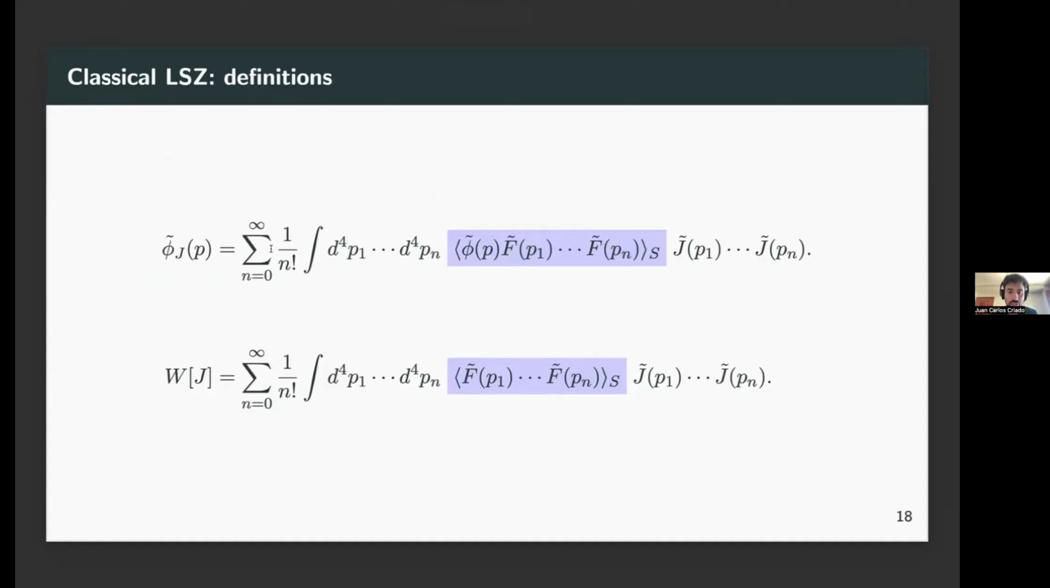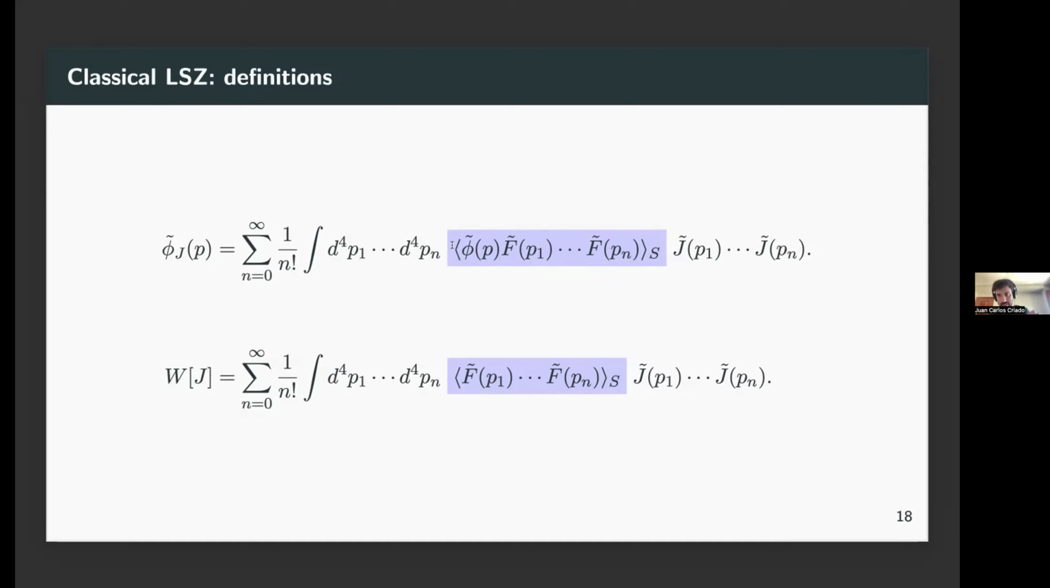What you can do is expand these two things, the field itself and the effective action, in powers of J. And then you have these coefficients, which I've named in this way. And this is the definition for those Green functions that I've written before. So the coefficients of the expansion of these two functionals of J are what I'm going to call the classical version of the Green functions.